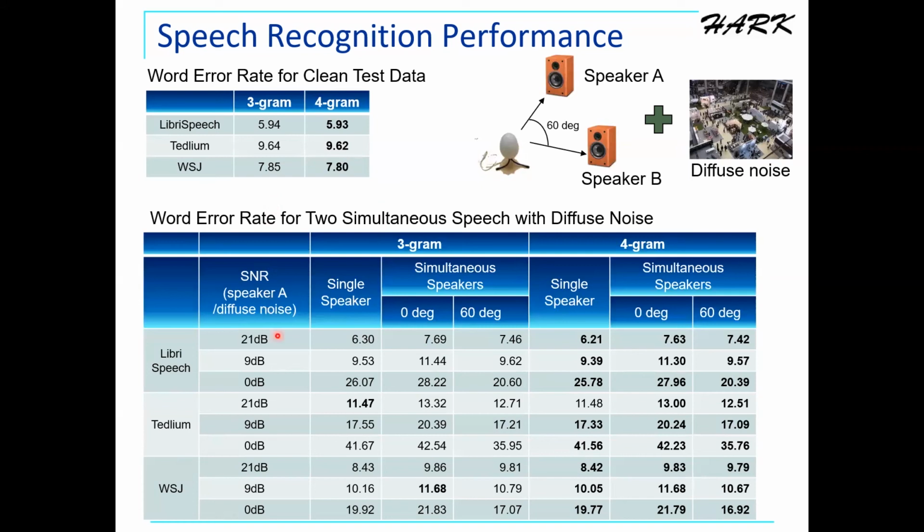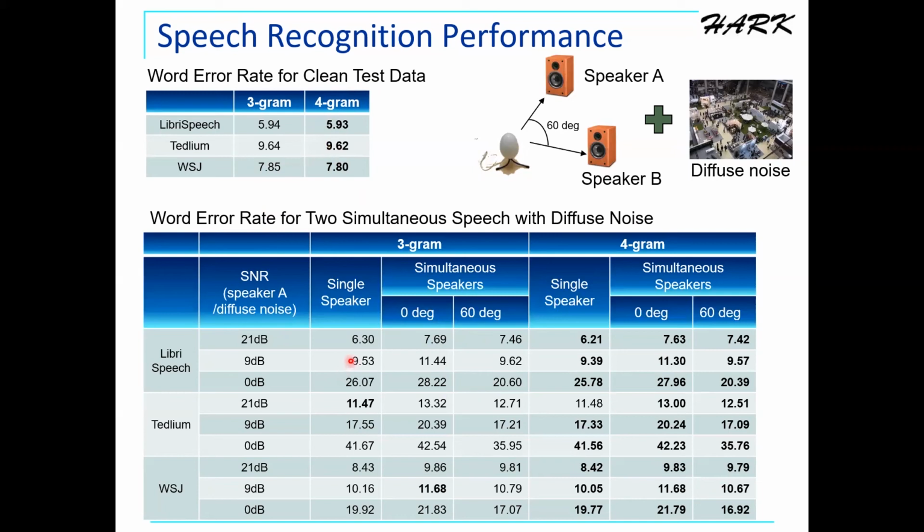These two tables show the performance of Kaldi. The upper one shows the performance for the clean test dataset of each corpus. We can see that Kaldi originally has 6% to 10% word error rate. And the lower table shows the performance with our tuned model with HARK.